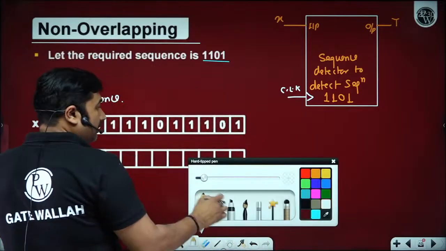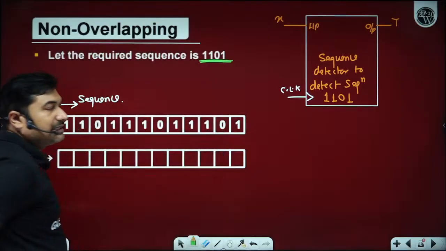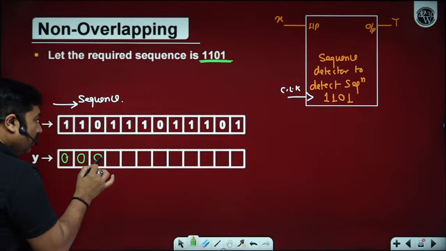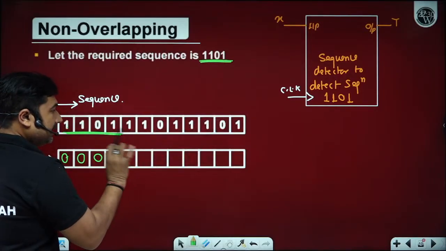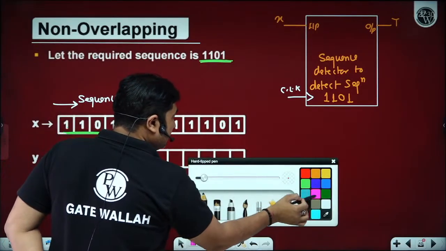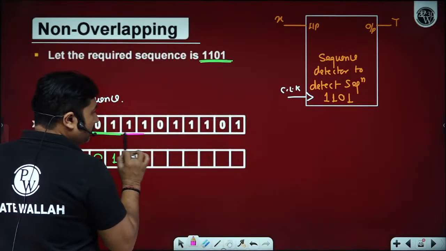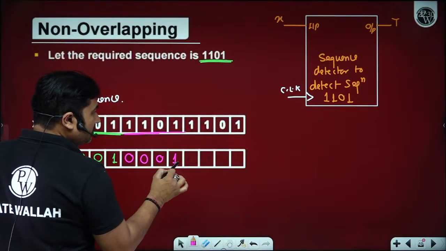We are designing a 1101 sequence detector. So the output will remain low, low, low, high. Why? Because 1101 got detected. Then again it is non-overlapping, so the next sequence gets started from here. So 1101, and again 000, the sequence got detected.